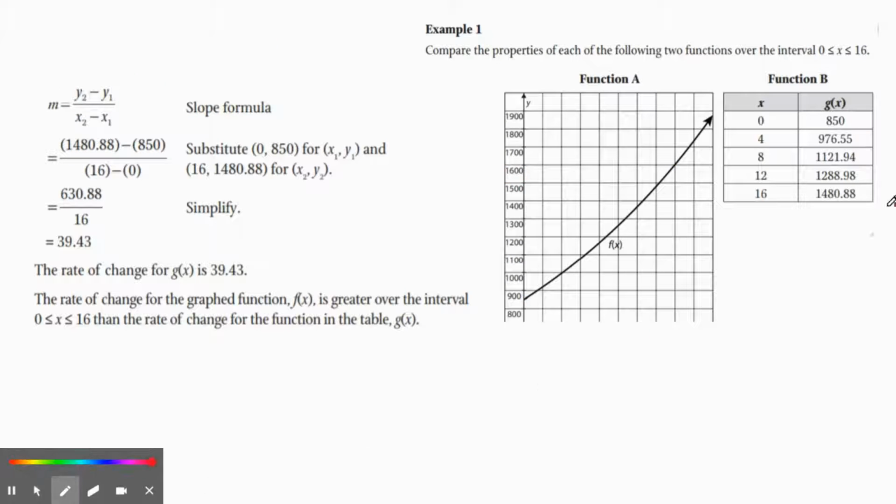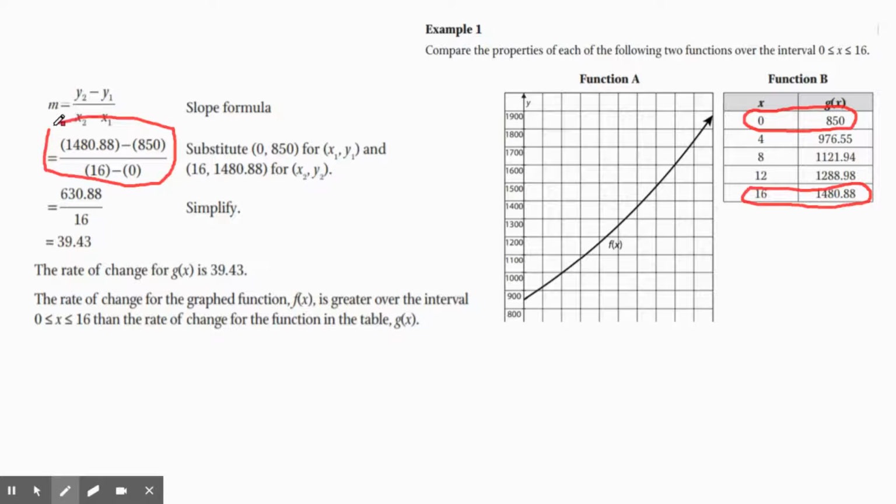Now for function B, which is in the form of a table, we're going to only be using when x is equal to 16 and when x is equal to 0, as specified by the interval. We're only going to be using these two coordinate points. And as you can see, it gets plugged into the rate of change formula right here, and you get 39.43 after you're finished with all the calculations.